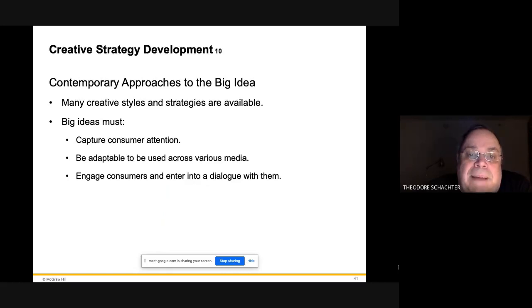So you must capture the consumer's attention. You must be able to translate this idea from social media to billboards to videos to an ad on Hulu. It must be the kind of idea that can transcend many different types of media channels.